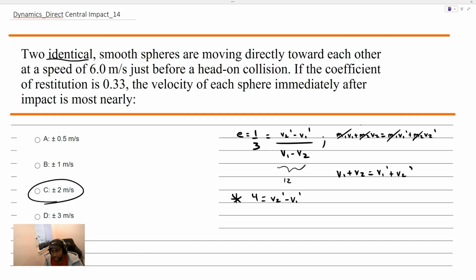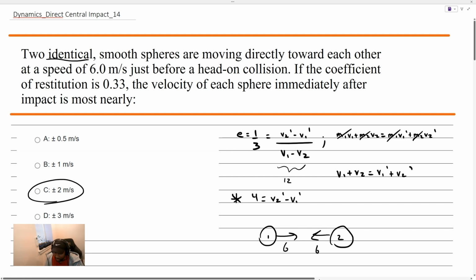Remember that velocity is a vector, so we pick a positive direction and we have to stick with it. If we have these two objects, objects 1 and 2, and they're approaching each other, one is moving with a 6 to the right, the other is moving with a 6 to the left. That means if V1 is positive, V2 must be negative, meaning that these two terms here, their sum is equal to 0. That has to be equal to V1 prime plus V2 prime, plugging into this top equation.